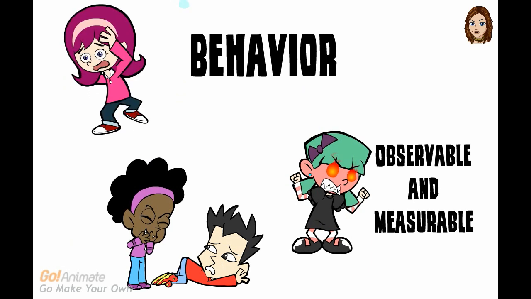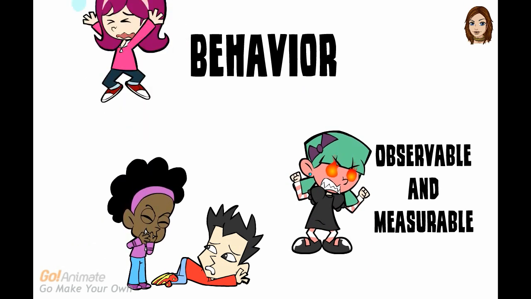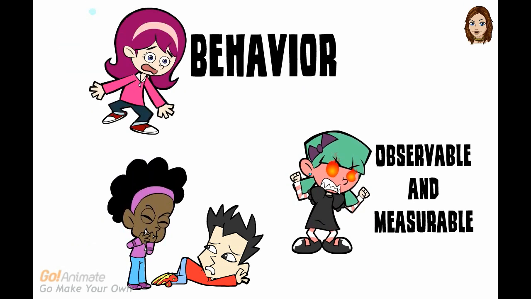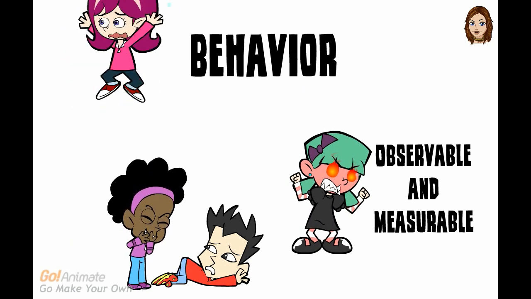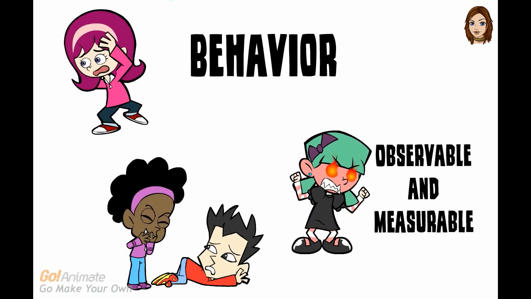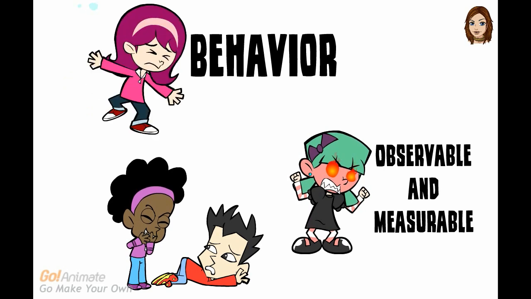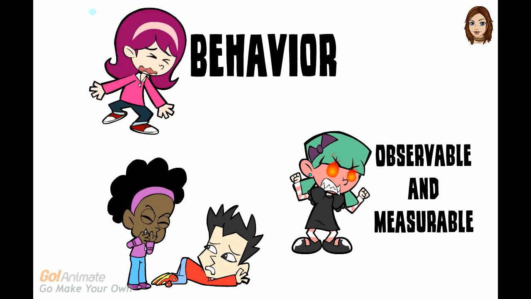The 7th dimension reviewed here is behavior. Behavior must be observable and measurable in order for it to be changed. If we can see it, we can measure it, we can change it. Behavior is not only crying, screaming, or kicking others, but it can also be desired behaviors.